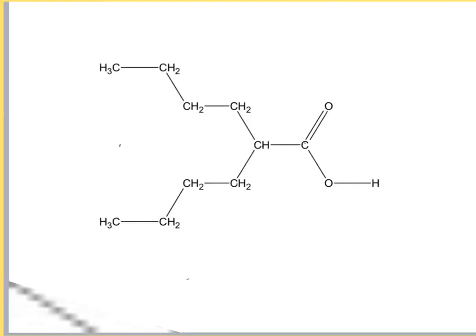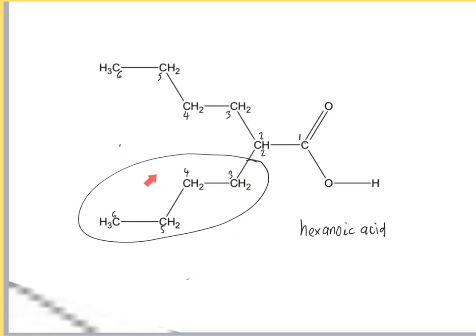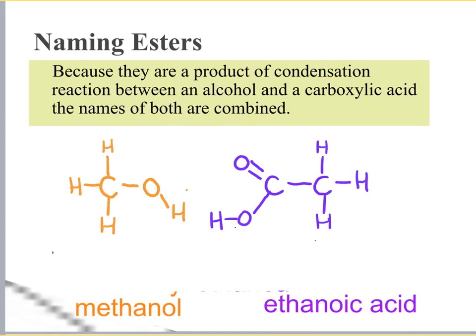This acid looks a lot more complicated, but it's not really. Let's number the carbons. 1, 2, 3, 4, 5, 6. Or 1, 2, 3, 4, 5, 6. So 6 carbons either way, so the stem is hex. So it's going to be a hexanoic acid. If we go from carbon 2, we can see we've got an alkyl group here which has got 4 carbons. So because it's got 4, we would use the prefix butyl. So it's 2-butyl hexanoic acid.